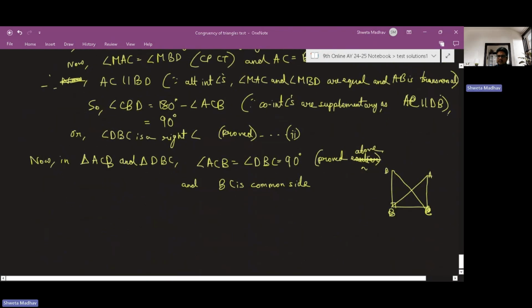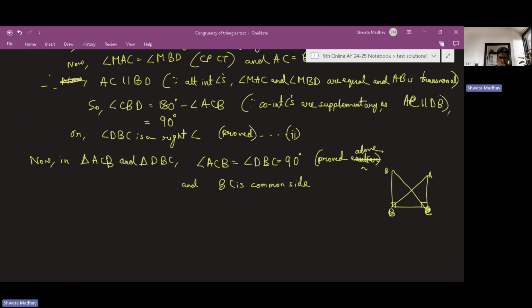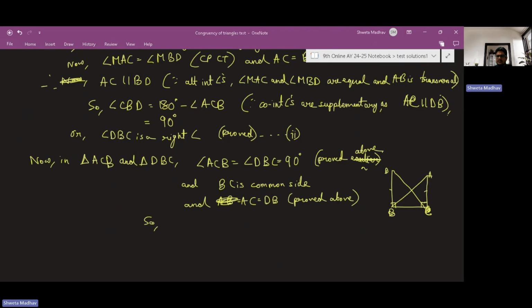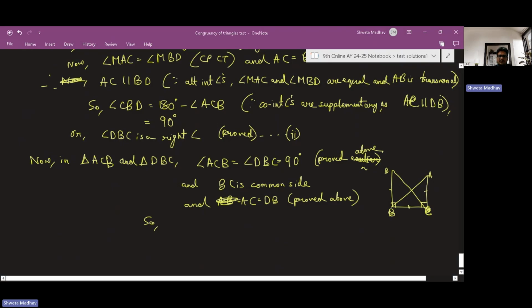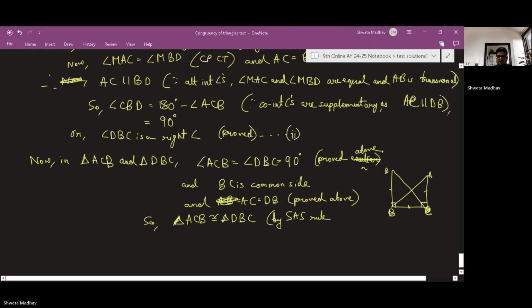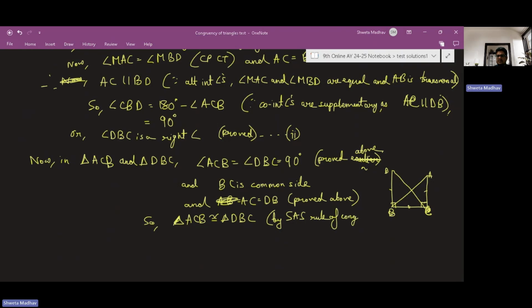So we have proved that these two angles are right angles. BC is the common side, and also we have shown that AC is equal to DB, which is proved earlier. So we can say that these two sides are equal and this is a common side. So I can say that triangle ACB is congruent to triangle DBC by SAS rule of congruency.